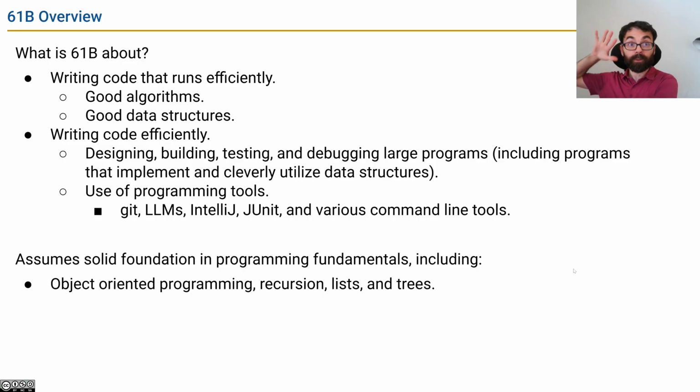Now, zooming out from those first 4 weeks, if we think about what 61B is really about, it's about 2 things. One is about writing code that runs efficiently, so you let it run, and it doesn't use too much space or time. And 2 key ideas there are using the right algorithms and the right data structures. More about that later. The other thing we're going to learn is how to write code efficiently. So how to use our time well to write code fast.